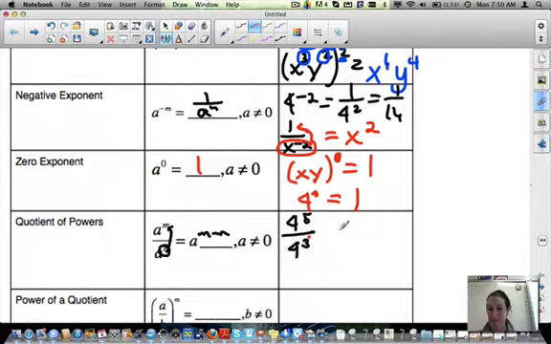So it would be 4 squared. Okay, another example. If I could simplify this too.